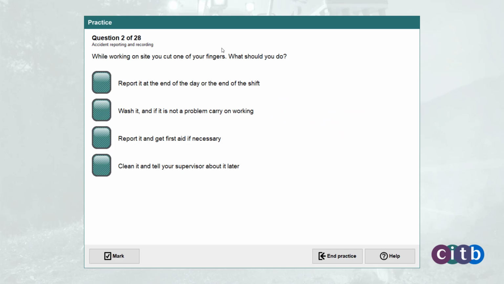While working on site, you cut one of your fingers. What should you do? Report it at the end of the day or the end of the shift. Wash it, and if it is not a problem, carry on working. Report it and get first aid if necessary. Clean it and tell your supervisor about it later.